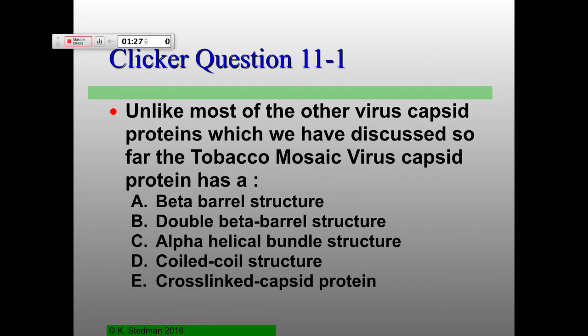Unlike most of the other virus capsid proteins which we've discussed so far, the Tobacco Mosaic Virus, wait, that was last week, capsid protein has a beta barrel structure, double beta barrel structure, alpha helical bundle structure, coiled-coil structure, cross-linked-capsid protein.